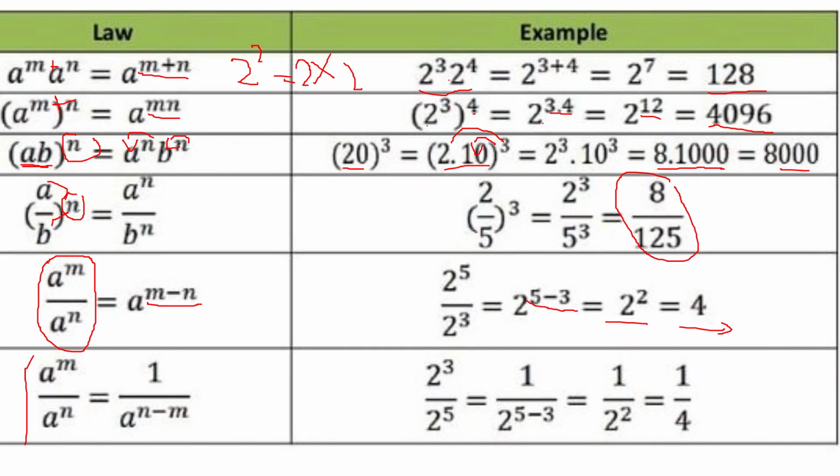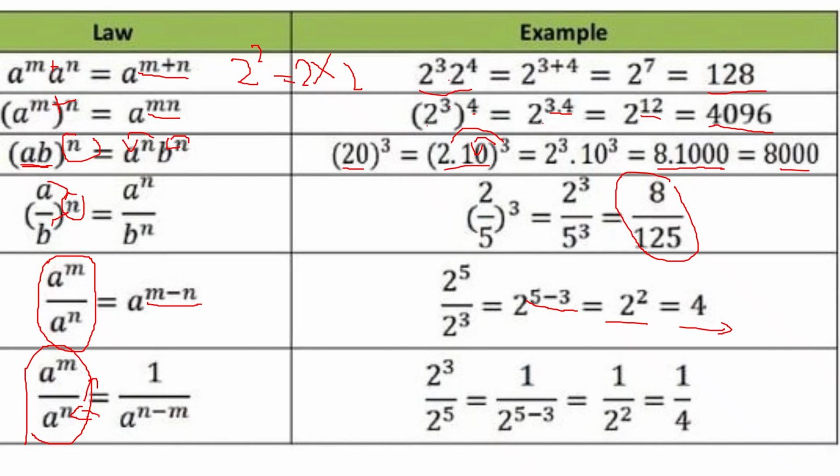This one here, for the last one, you do this when the exponent of the denominator is higher than the exponent of the numerator. So when we have something like that, therefore we're going to have something like 1 over n to the power of m minus n.